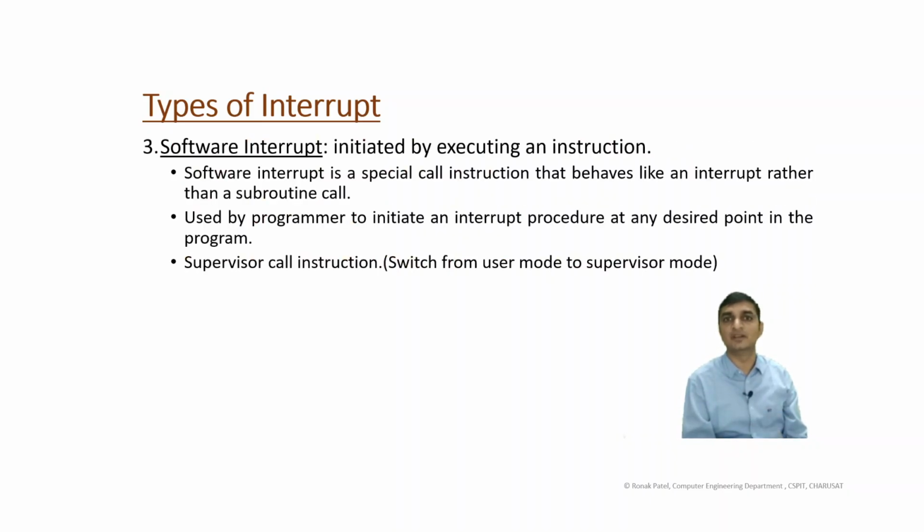The third one is the software interrupt. It is initiated by executing an instruction, right? Just remember the previous ones. In the external and internal interrupts, you are not executing any instruction; that occurs from your hardware. In the external interrupt, when IO completes, the interrupt will be generated. In the internal interrupt, you have written a code, but the instruction you have written is wrong, or the data you are accessing is wrong. So that is again from your hardware. But for the software interrupt, you have written the instruction that this interrupt must be served, right?